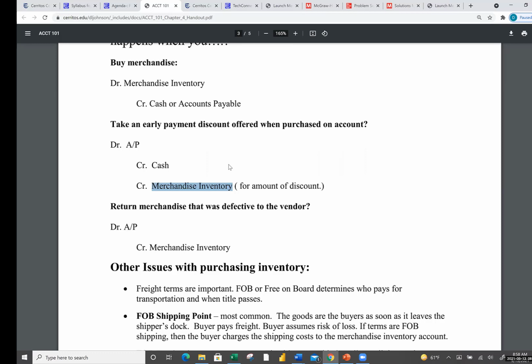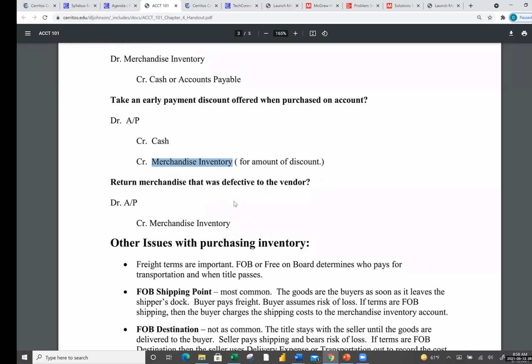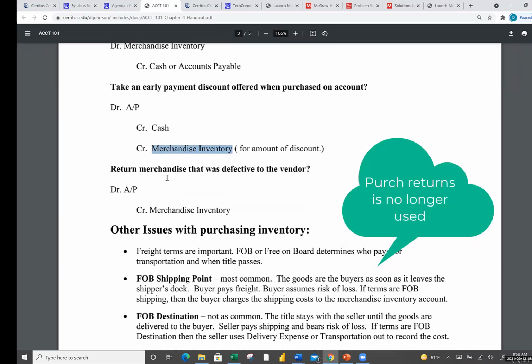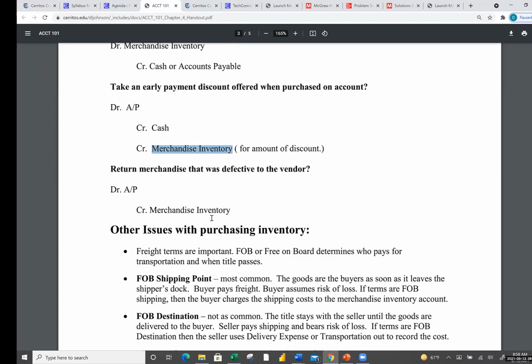There is a new accounting pronouncement out, the revenue recognition principle, which makes you convert to a net. Those of you that are accounting majors can read about it in the appendix. But for our purposes right now, the adjustment's usually very small and we're not going to worry about it. And then if we have to return the inventory to the vendor, that makes sense. The inventory would go down.